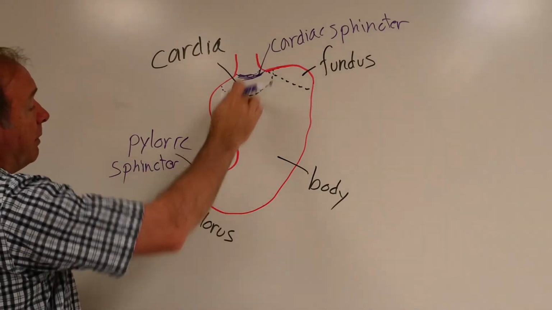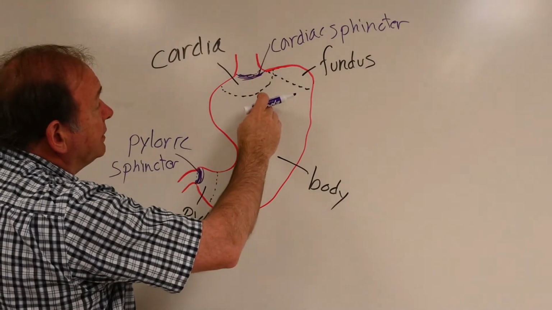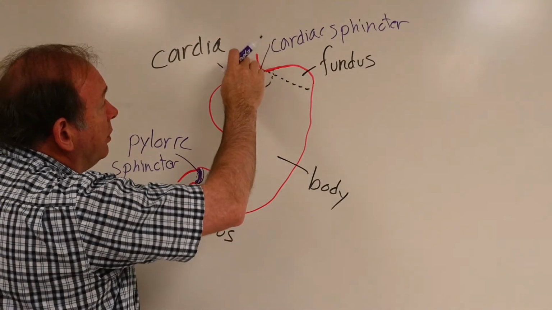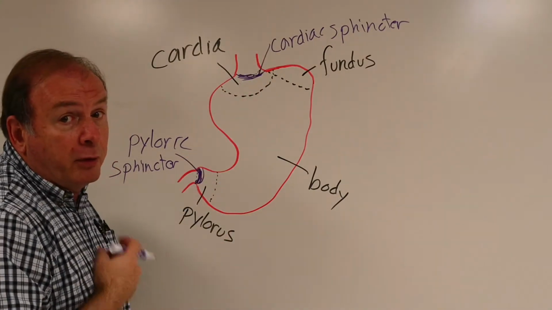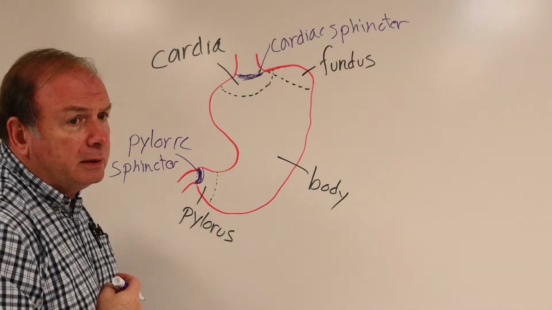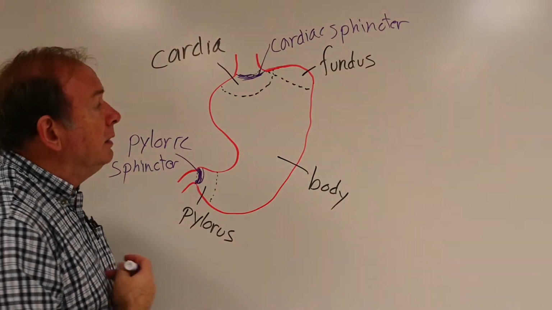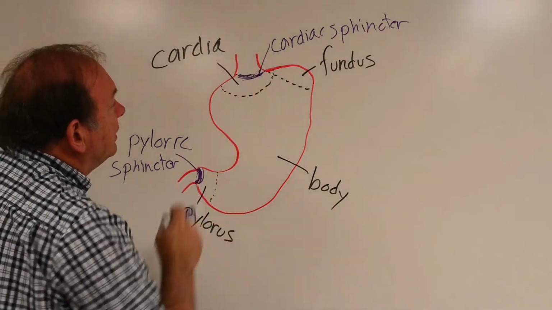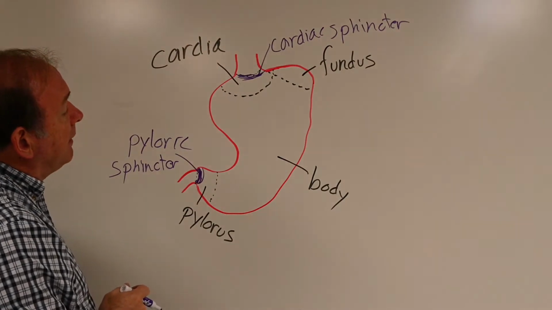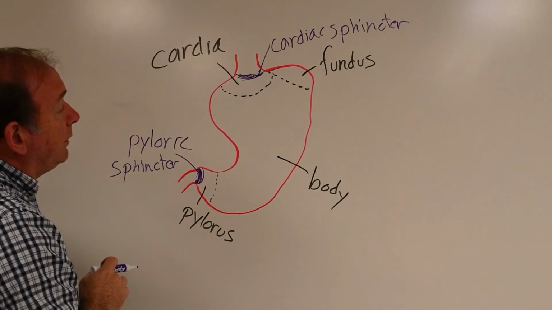So we have sphincters at both ends of the stomach. This primarily prevents movement of food from the stomach into the esophagus, a backward flow of food. That's what we want to avoid, having heartburn or GERD, gastroesophageal reflux disease. Anyway, so a cardiac sphincter and a pyloric sphincter.